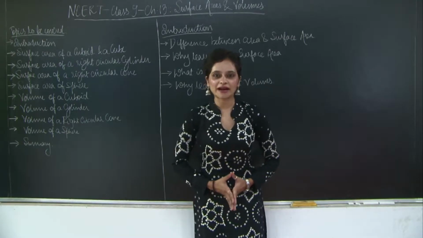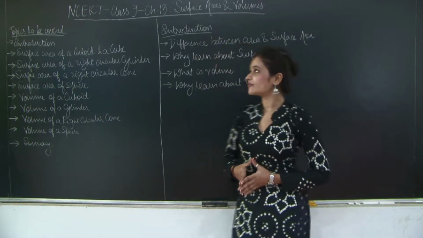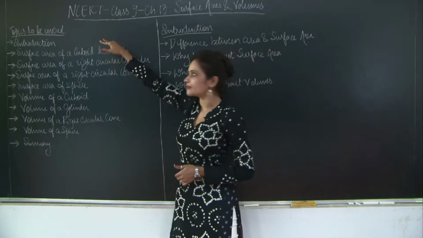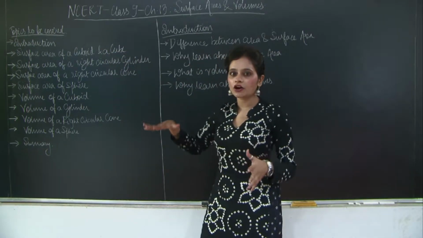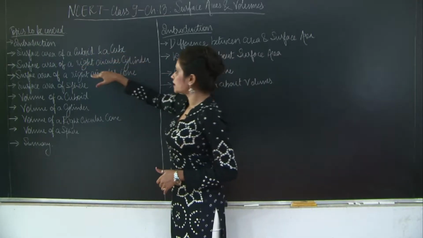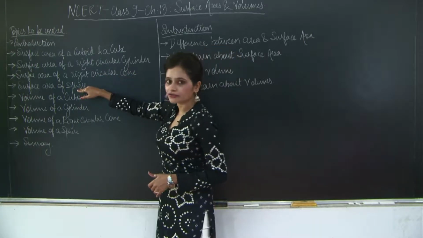Hello students, welcome back. Let us start with a new chapter, that's chapter number 13 of your textbooks, surface areas and volumes. And the topics to be covered are the introduction, of course. Then we have surface area of different objects. So those would be cuboid and cube, then right circular cylinder, right circular cone and surface area of a sphere.